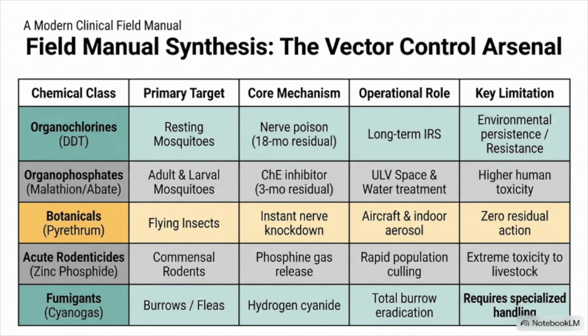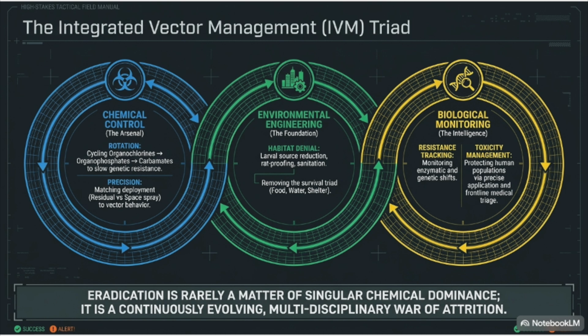Botanicals like Pyrethrum target flying insects through instant nerve knockdown, used in aircraft and indoor aerosols but limited by zero residual action. Acute rodenticides like zinc phosphide target commensal rodents through phosphine gas release, enabling rapid population culling but carrying extreme toxicity to livestock. And fumigants like cyanogas target burrows and fleas through hydrogen cyanide, enabling total burrow eradication but requiring specialized handling. All of this comes together in the integrated vector management triad.